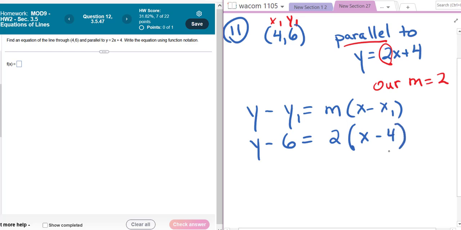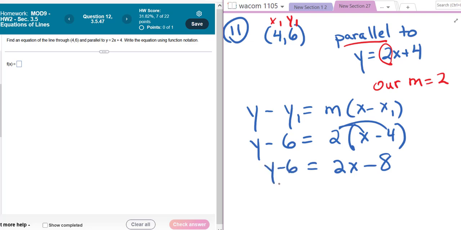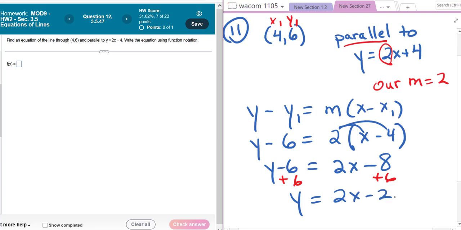Let's see what they ask us for. Write it using function notation. To get to function notation, you have to first go to slope-intercept form, isolate your y. So we're going to move the 6. Let's go ahead and distribute here. We don't have any fractions to clear. So we have 2x minus 8. And now let's move the 6, which gives us y equals 2x minus 2.